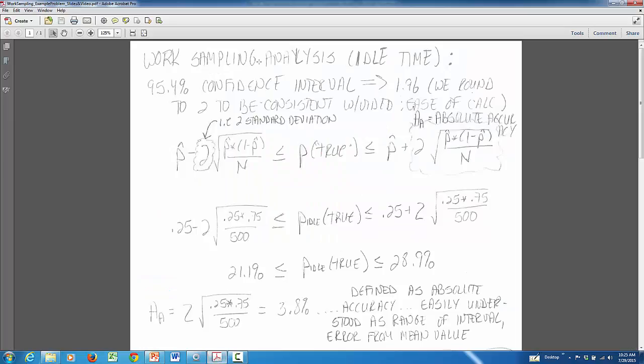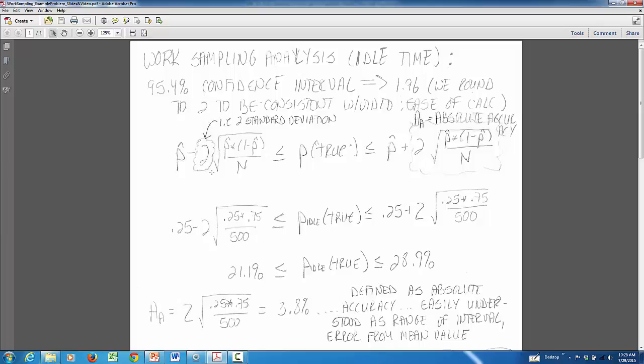We're going to complete the analysis on the category of idle time. Again, the 95% confidence interval. Those of you that are familiar with statistics will know from looking at the tables that 1.96 is actually the value that we would use. However, to be consistent with the video and for ease of calculation, we're going to assume 2. This represents the 2 standard deviations away from the mean that we saw on the slide in the PowerPoint.